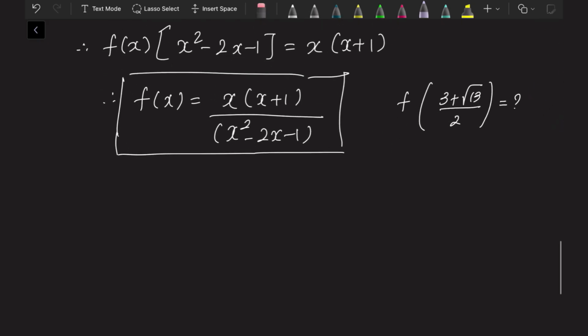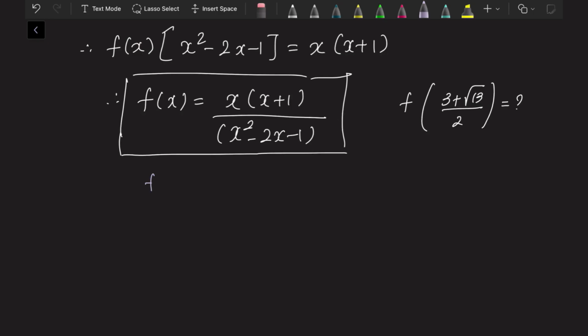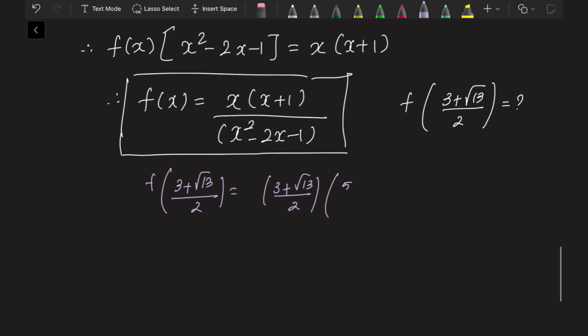So, forgetting that, let's talk about the elephant in the room. We need to find the value of f of (3 plus square root of 13) upon 2. So let's plug that in over here. So f of (3 plus square root of 13) upon 2 means we will have 3 plus square root of 13 upon 2 multiplied by 3 plus square root of 13 upon 2 plus 1, so we will have 5 plus square root of 13 upon 2.